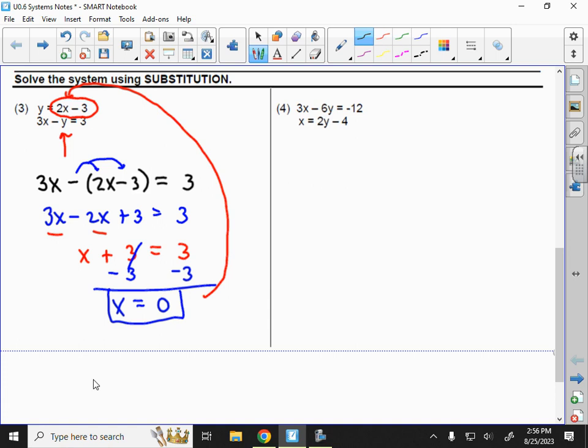Okay? So we get y equals 2 times 0 minus 3. y equals 0 minus 3, so y equals negative 3. So our answer, or the point of intersection, is 0, comma, negative 3.